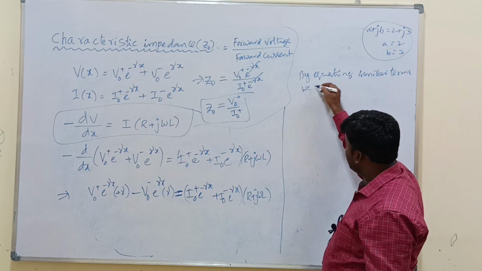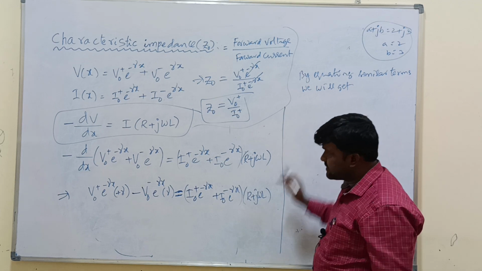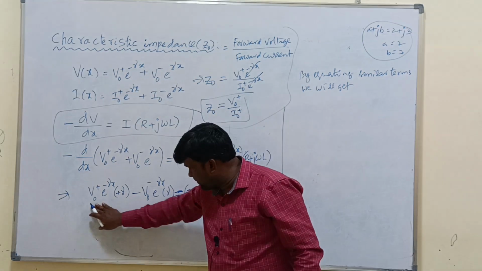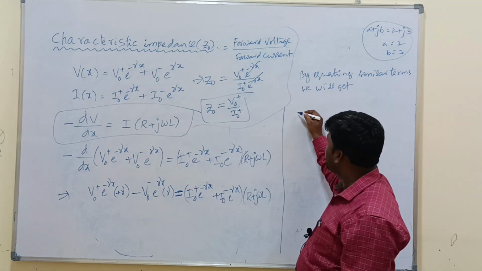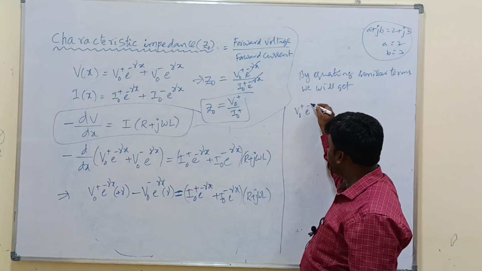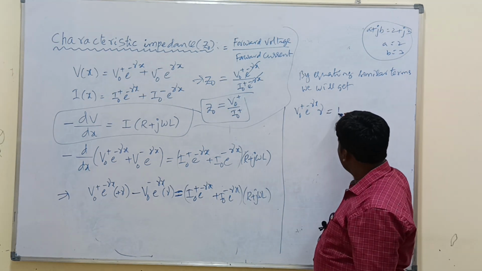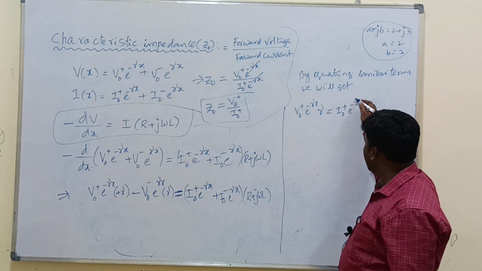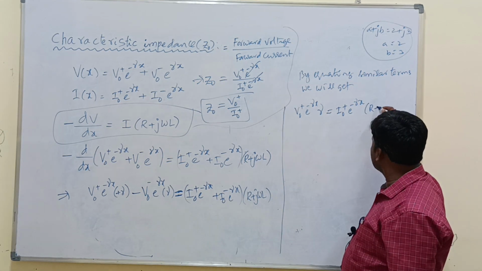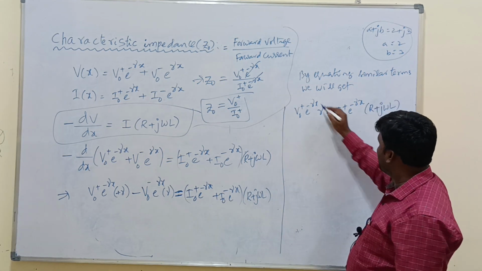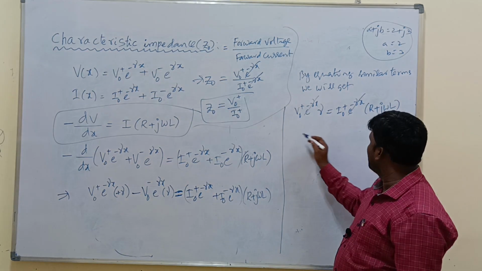By equating similar terms, what is the term on the left hand side that is similar to the right hand side? E to the power minus gamma x. On the left hand side it is V naught plus e to the power minus gamma x into gamma, equal to I naught plus e to the power minus gamma x into R plus j omega L. Here e to the power minus gamma x cancels on both sides. What we required?